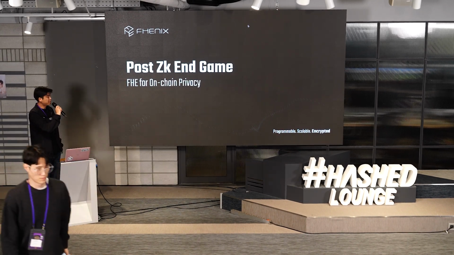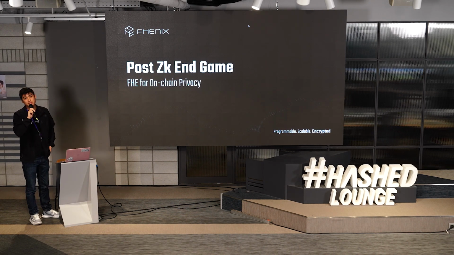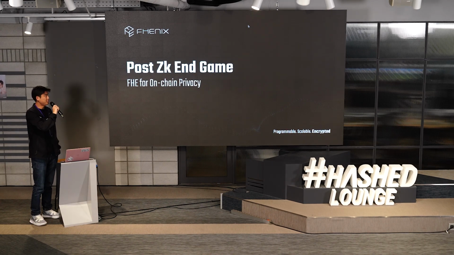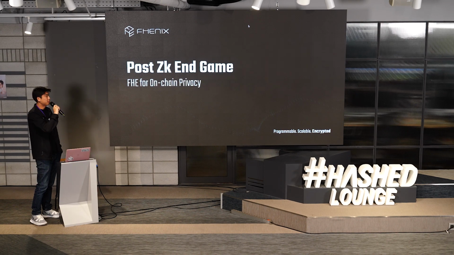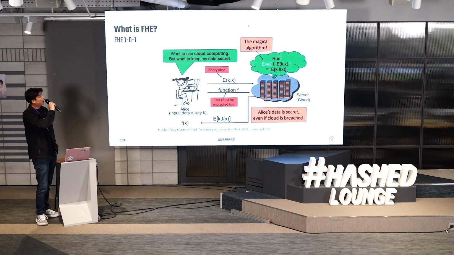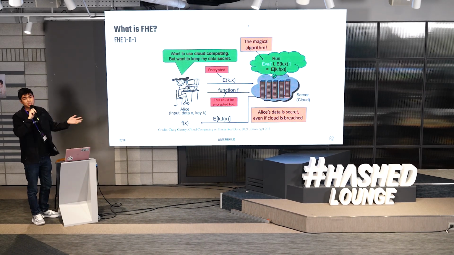I work for Fhenix, and I want to go over some of the nuances between using ZK for privacy versus FHE. Where else can we try to build on-chain privacy, and where does FHE fall into this? So real quickly, what is FHE?